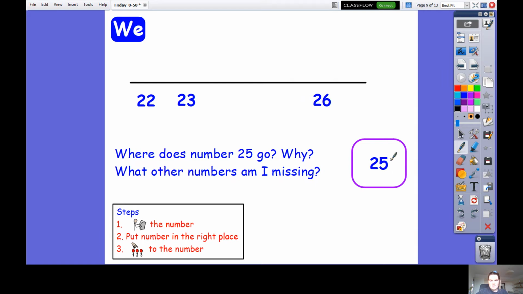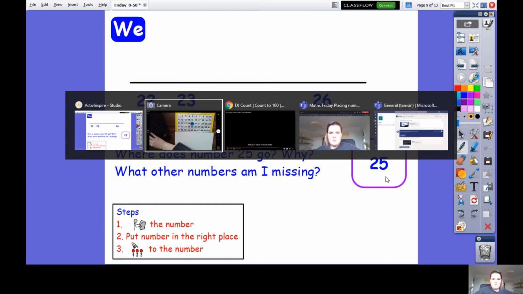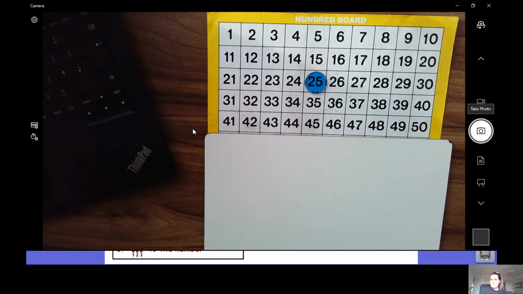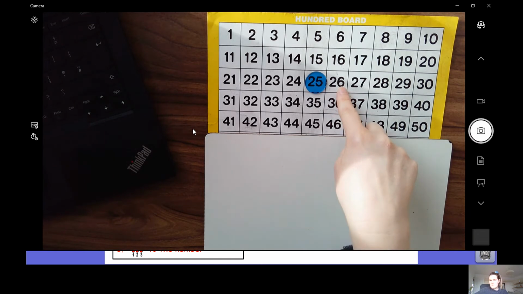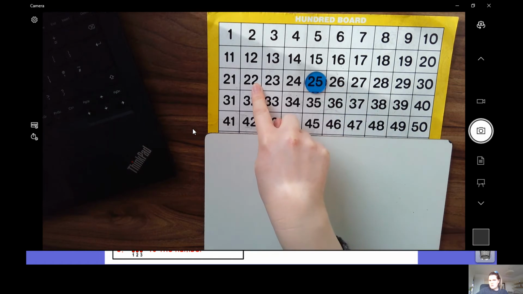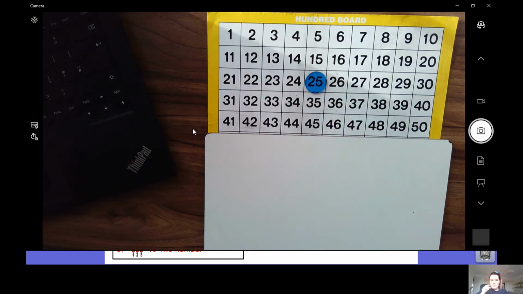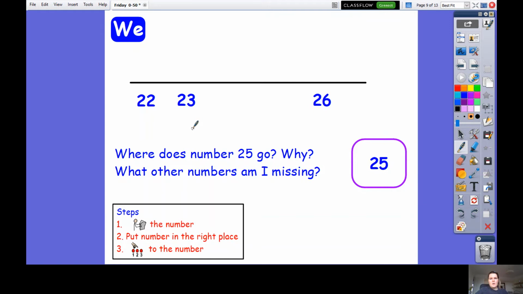Okay, my number is 25. So I've got 22, 23, and 26. Well, if I look at it on the grid, that's where it should be, 25. So we said 26. Ooh, looks like it might be quite close to 26. 22, 24. Ooh, that's given us some clues, hasn't it? Let's have a little look. So I've got 22, 23, 26.